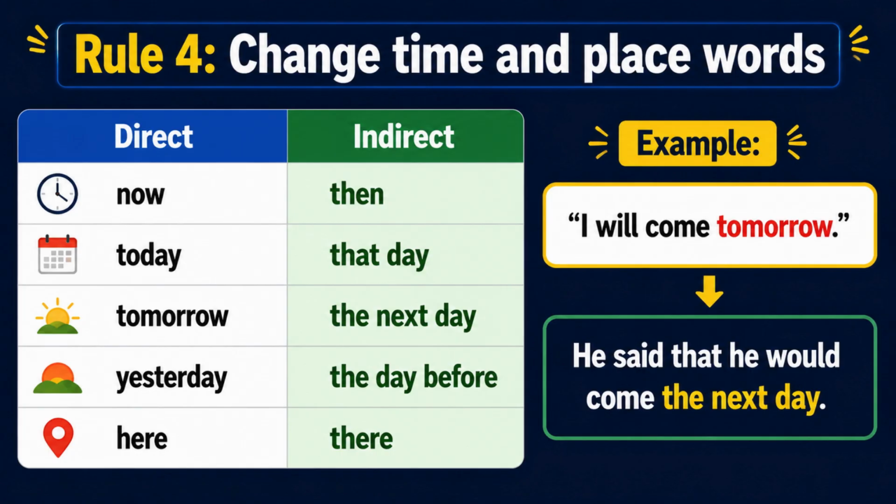And there will be a change of time and place words. For example, in direct speech we use now, and in indirect speech it becomes then. Today changes to that day. Tomorrow will become the next day. Yesterday becomes the day before. Here becomes there.